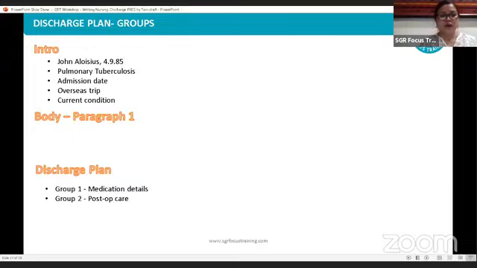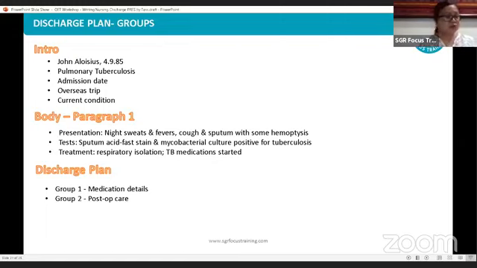For our body paragraph 1, we could include his presenting complaints, the tests that were done to determine the diagnosis, and the treatment that was also rendered to the patient. And that's respiratory isolation and the 4 medications that were started for tuberculosis. So let's have a look at the sample letter for this case.